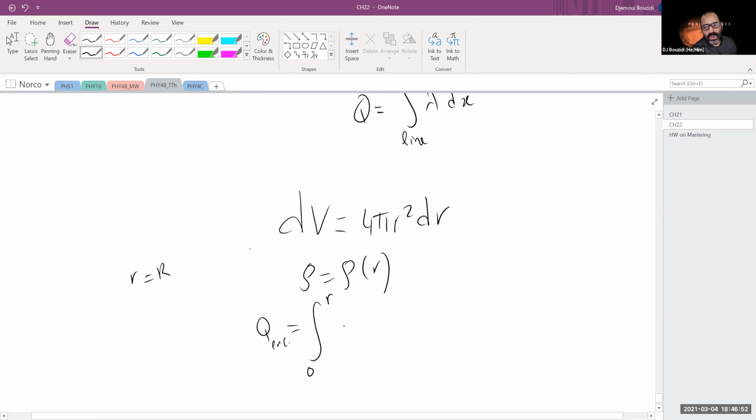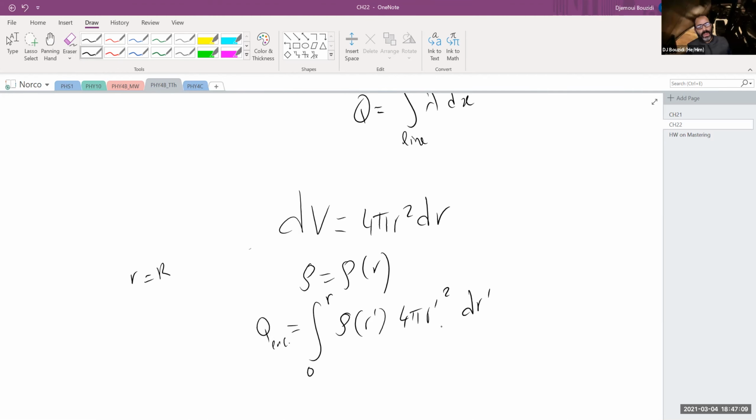So the Q enclosed in this case will be this function of r, where I'm going to change the variable quickly in here to r prime to make sure that this is actually a dummy variable. Okay. So once I integrate over r prime, then I plug in the value of r prime equal to r in the upper limit and r prime equal to 0 in the lower limit. Okay.